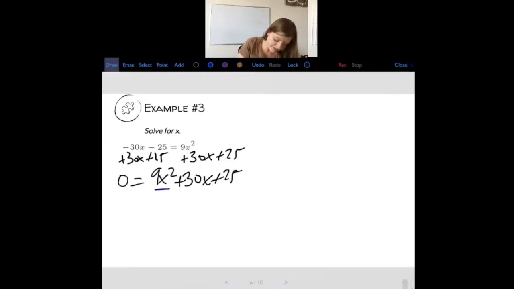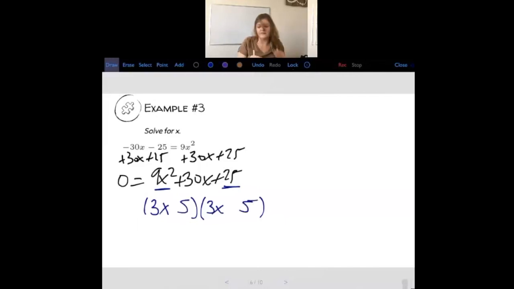9x squared is a perfect square and 25 is a perfect square. So we'll make a guess and we'll build our factors based on that information. The square root of 9x squared is 3x and the square root of 25 is 5. And now we decide if the sign in between is positive or negative. We're multiplying to 25, which means we could have two positives or two negatives. But since we're adding to 30x, both of these need to be positive.